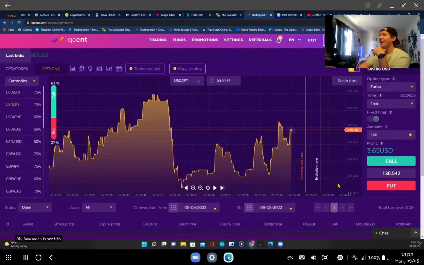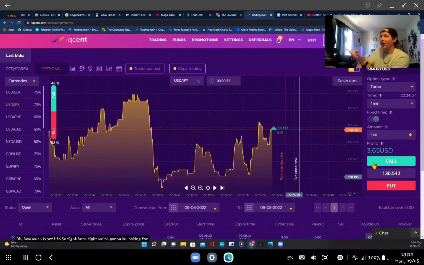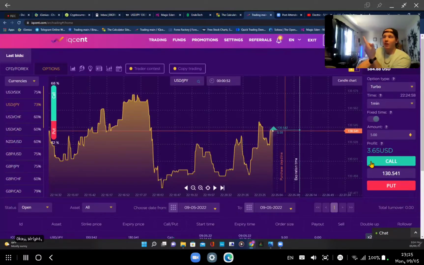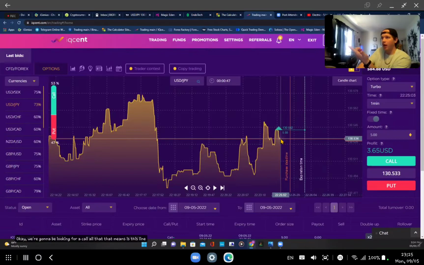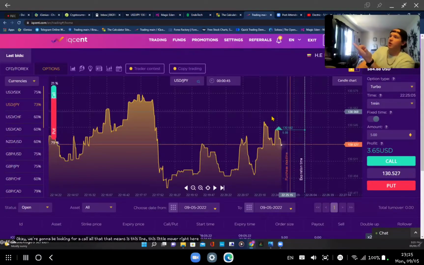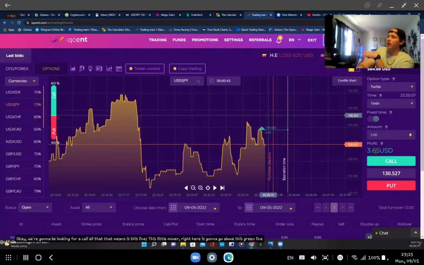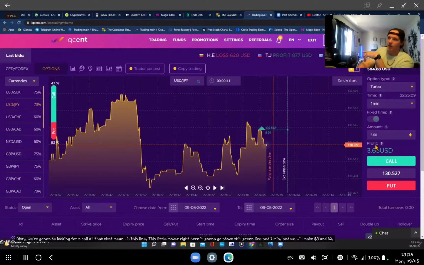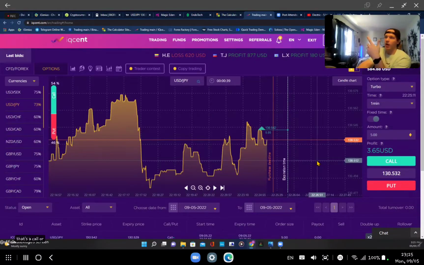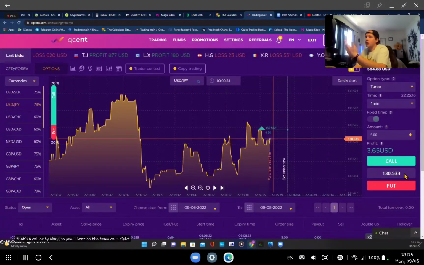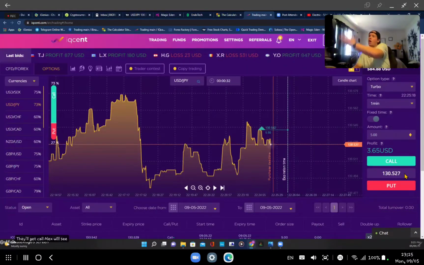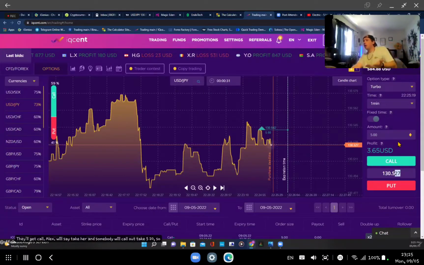So right here, we're going to be looking for a buy, a call. All that means is this line, this little mover right here, has got to go above this green line in 1 minute, and we will make $3.65 profit. That's a call or a buy. So you'll hear on the team calls, they'll get a call. Alex will say take, or somebody will call out, take 527 for a 2-minute call.